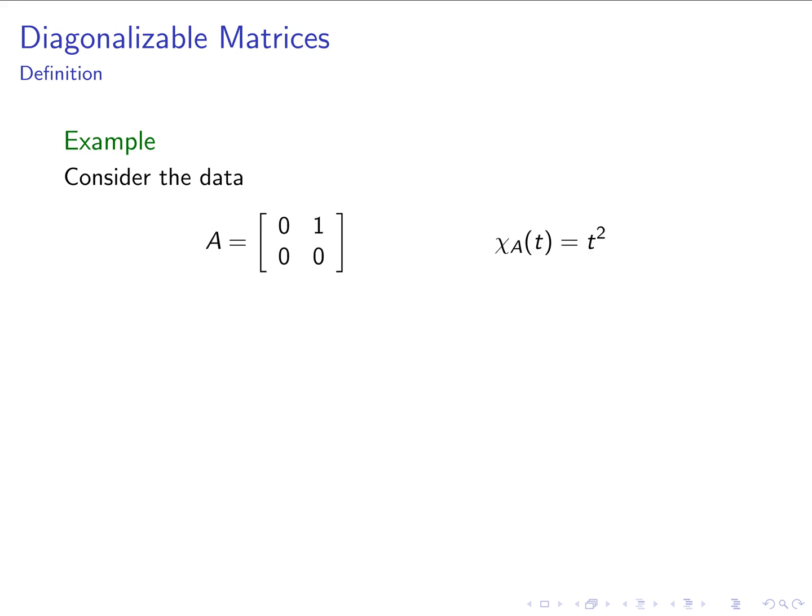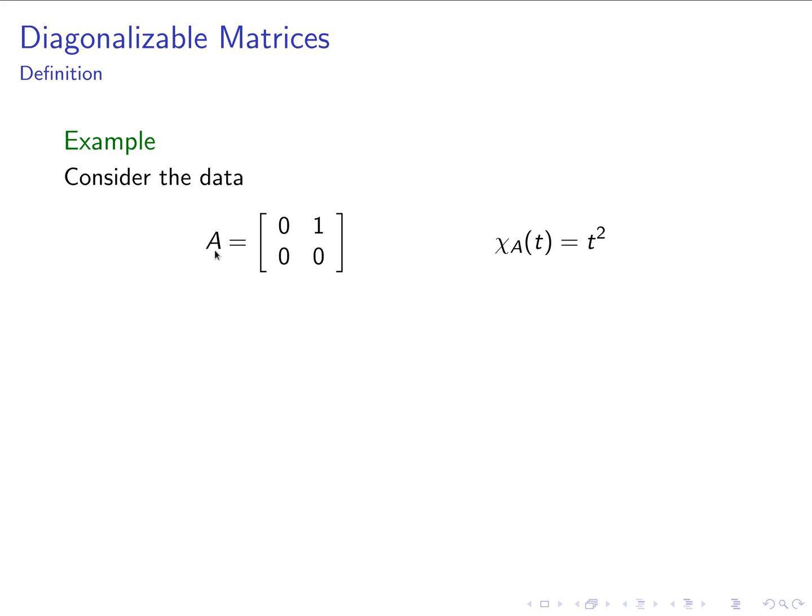Okay, now I do want to point out that diagonalizability has a definition. By definition, a matrix is called diagonalizable if it is similar to a diagonal matrix. A natural question to ask is whether or not every single matrix is diagonalizable. And I want to show here that the answer to that question is actually no.